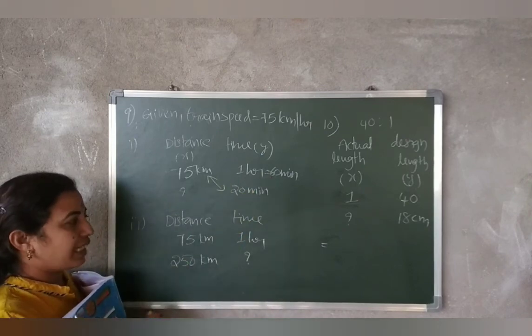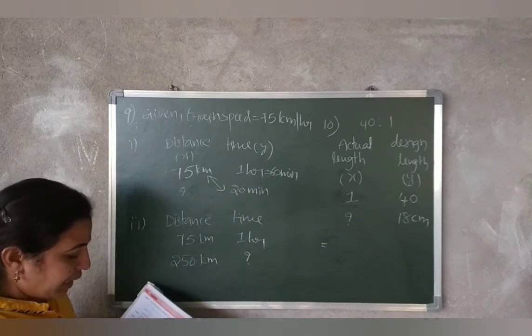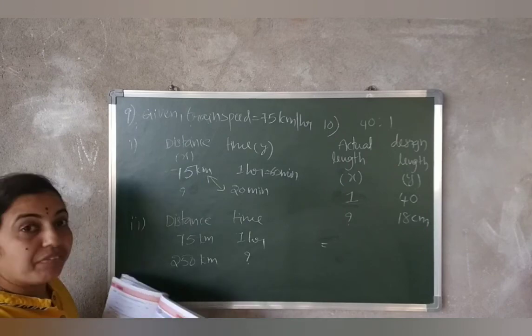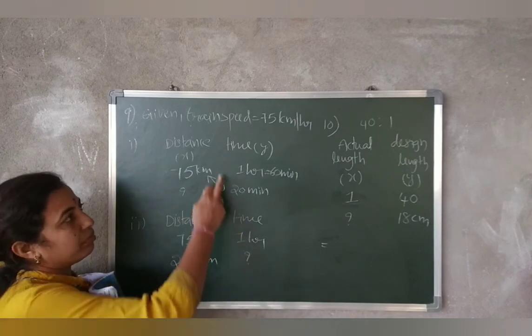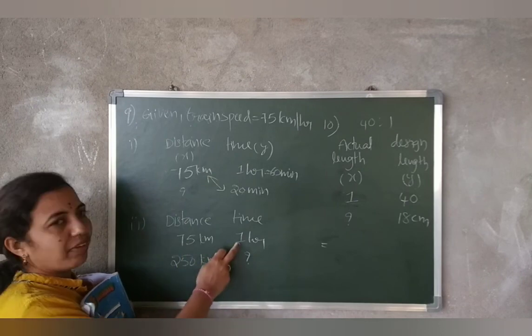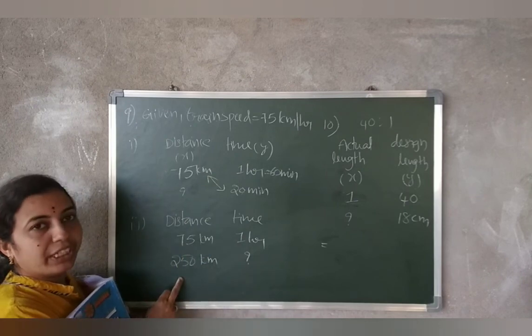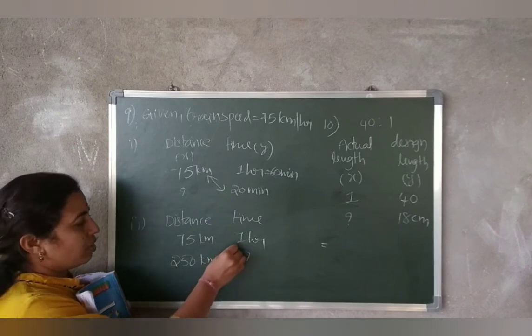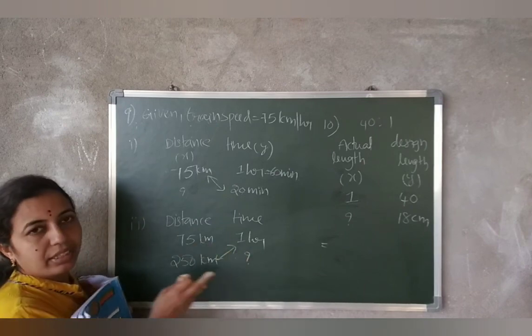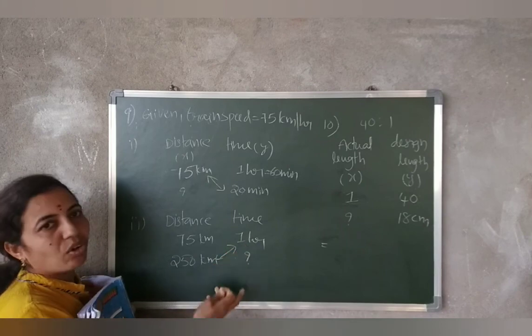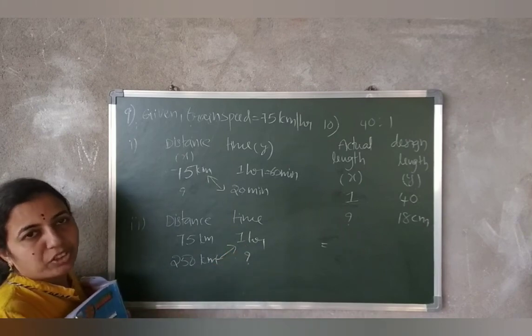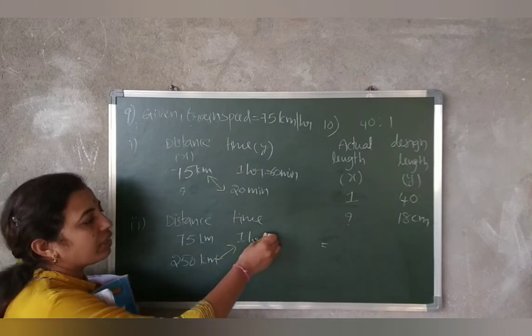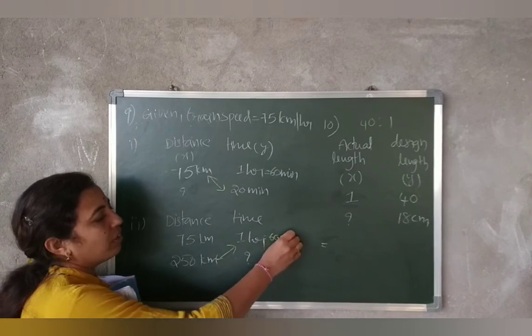Next, the second is also the same. Find the time required to cover a distance of 250 kilometers. Distance and time same: 75 kilometers, 1 hour. If the distance is 250 kilometers, what is the time taken? Again, go for cross multiplication and then division. Here you can take hours or minutes, as you wish. You can consider 1 hour or you can take 60 minutes. Either way, you will get the answer.